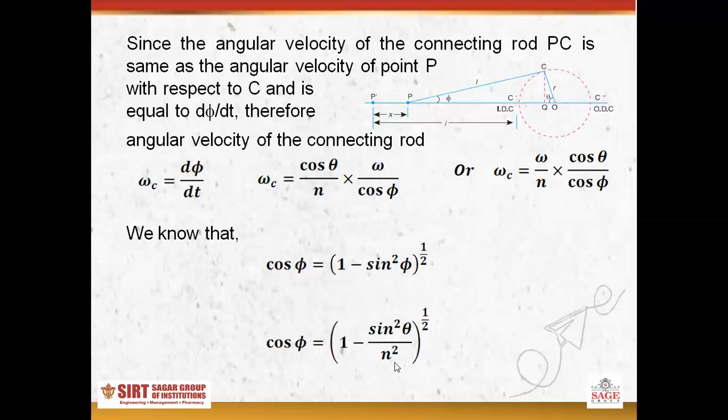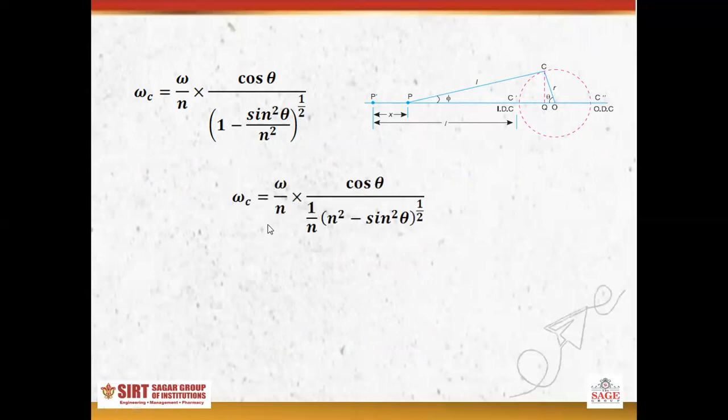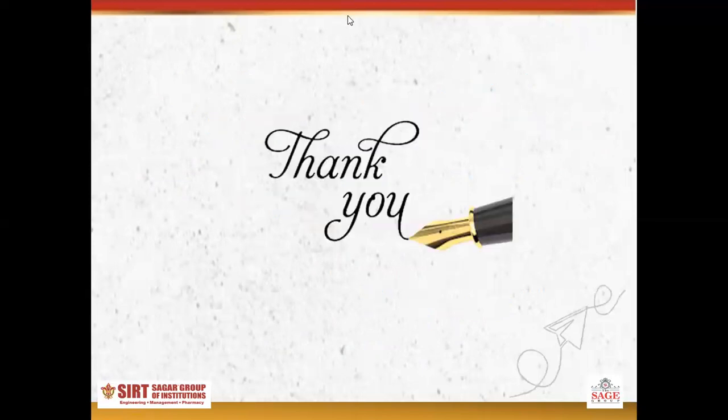So here you can see omega C equals omega upon n into cos theta upon this expression. Simplifying this equation, we finally get the value of omega C equals omega cos theta upon (n square minus sin square theta) raised to power 1 by 2. So this is the final equation of the angular velocity of the connecting rod. Thank you.